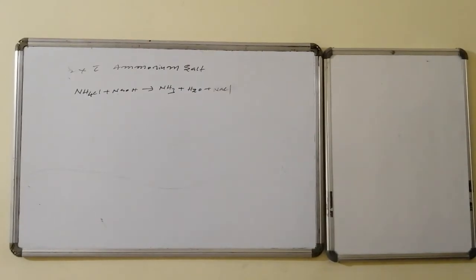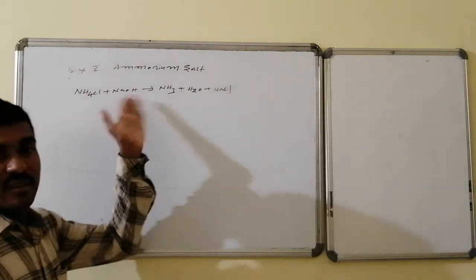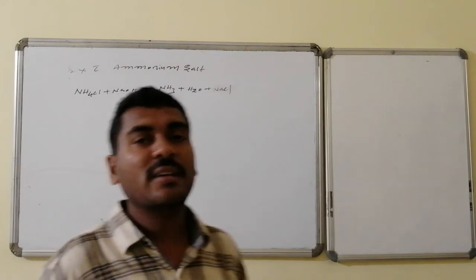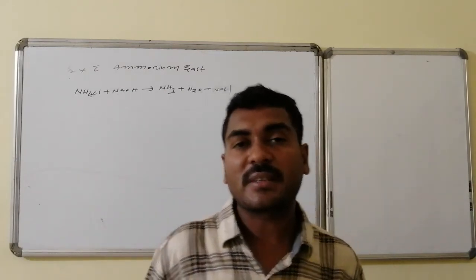On reaction with ammonium salts, it is converted to ammonia, followed by HCl combination. An acid and base reaction occurs, thus water and the salt sodium chloride are formed.